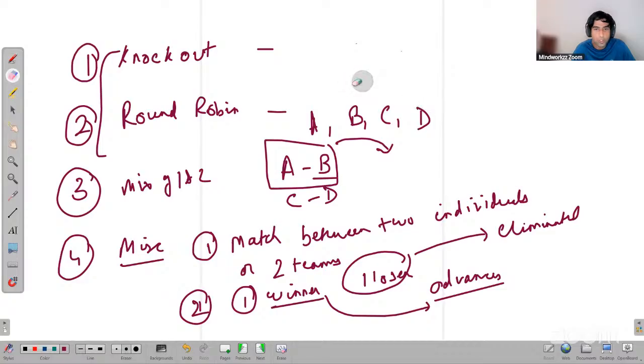Before we move to the details about knockouts, let's quickly discuss what a round robin format is. Let's say again you have four players A, B, C, and D. In a round robin, A will play against B once, then against C once, and then against D once. Similarly, B will also play against A once, C once, and D once. Similarly, C will also play against A once, B once, and D once.